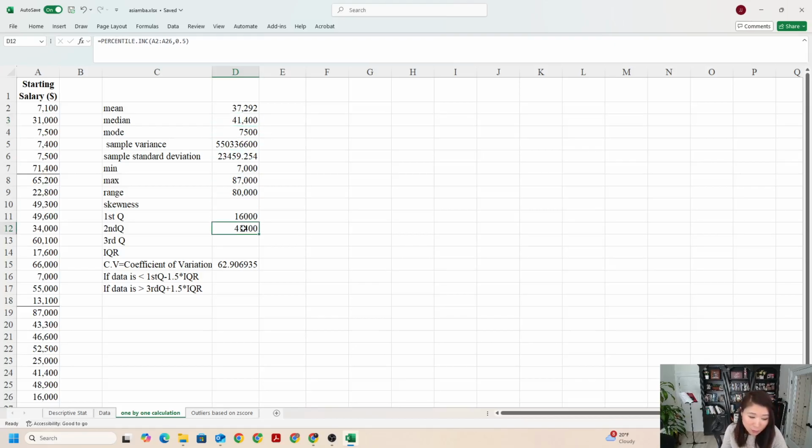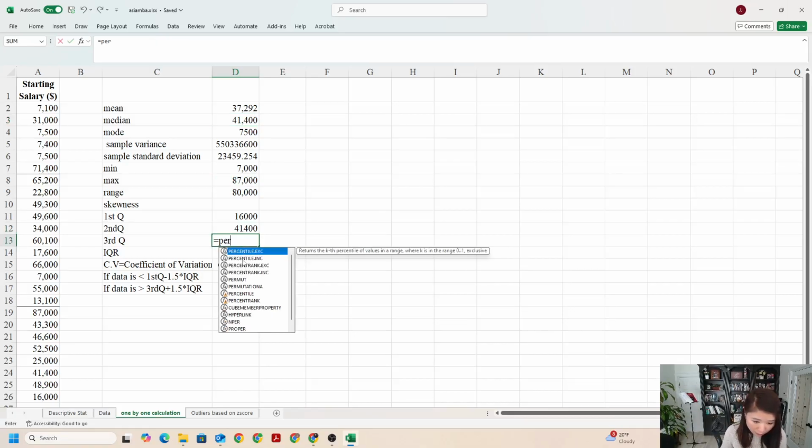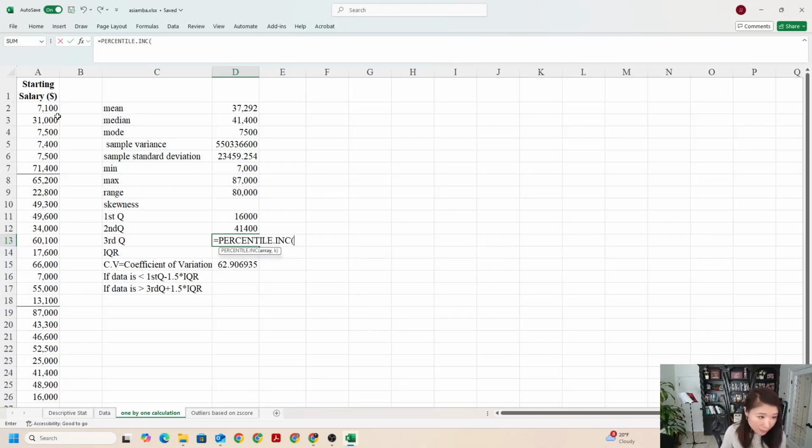Okay. So this is my second quartile, and my third quartile is equal to PERCENTILE.INC. I will select my data, and then after that, 0.75. Remember, the third quartile is, after you sort the data from smallest to largest, the data located at the 75th percent location. So this gives me the third quartile, which is 52,500. So basically, if the value is smaller than 52,500, then it falls below the third quartile.